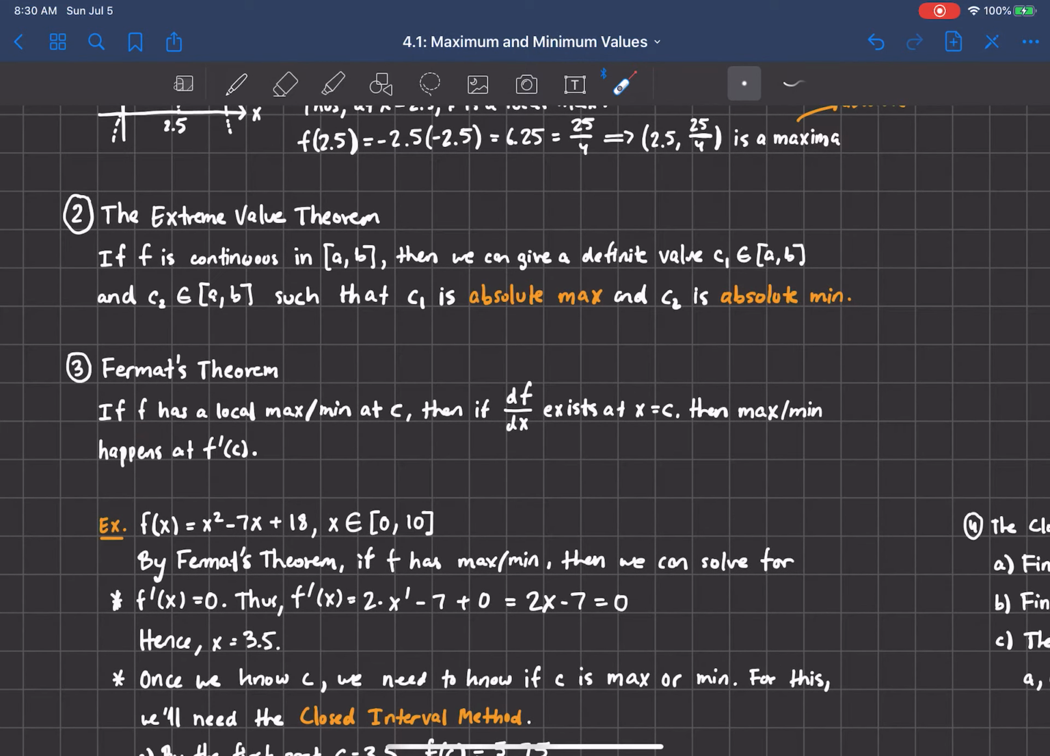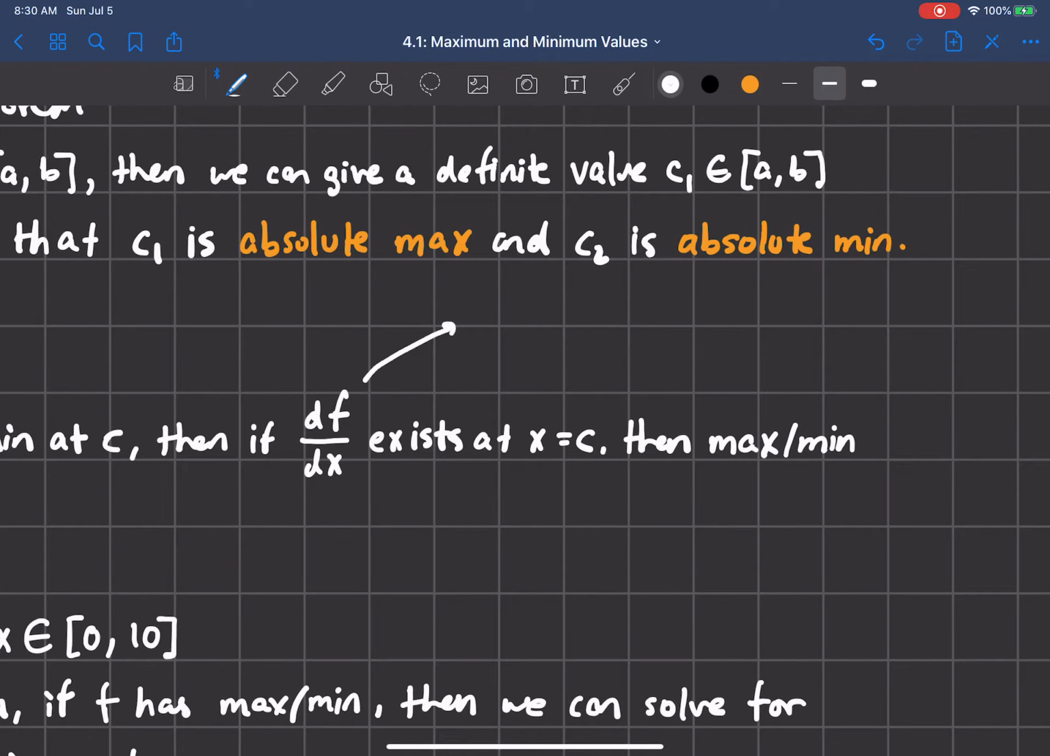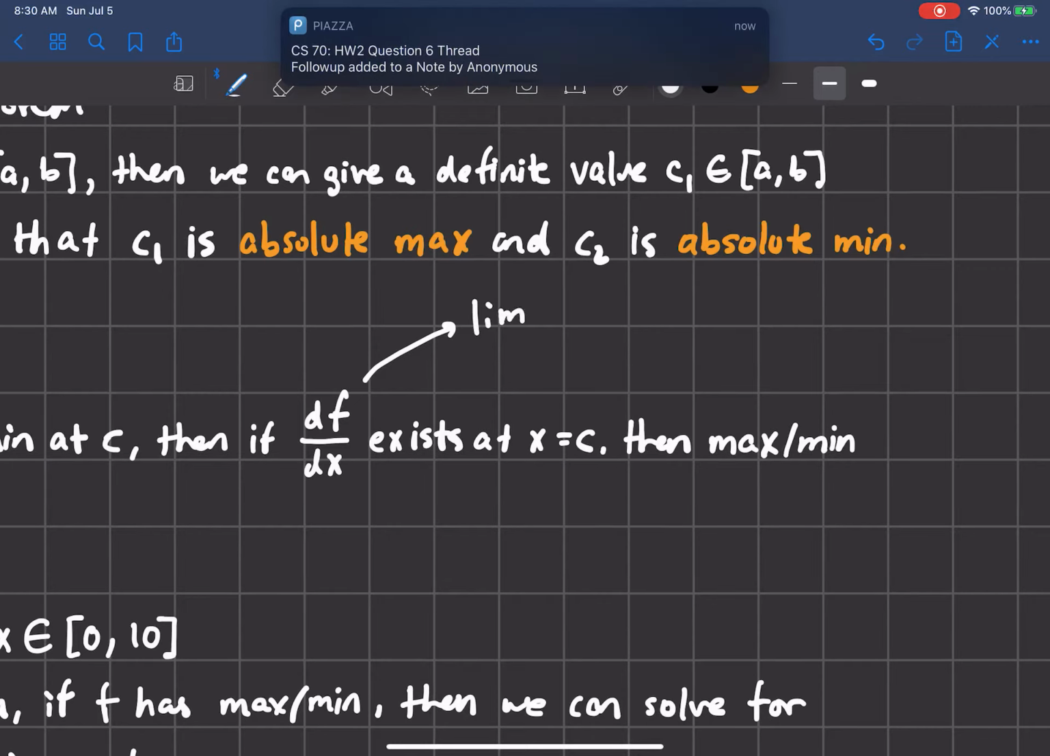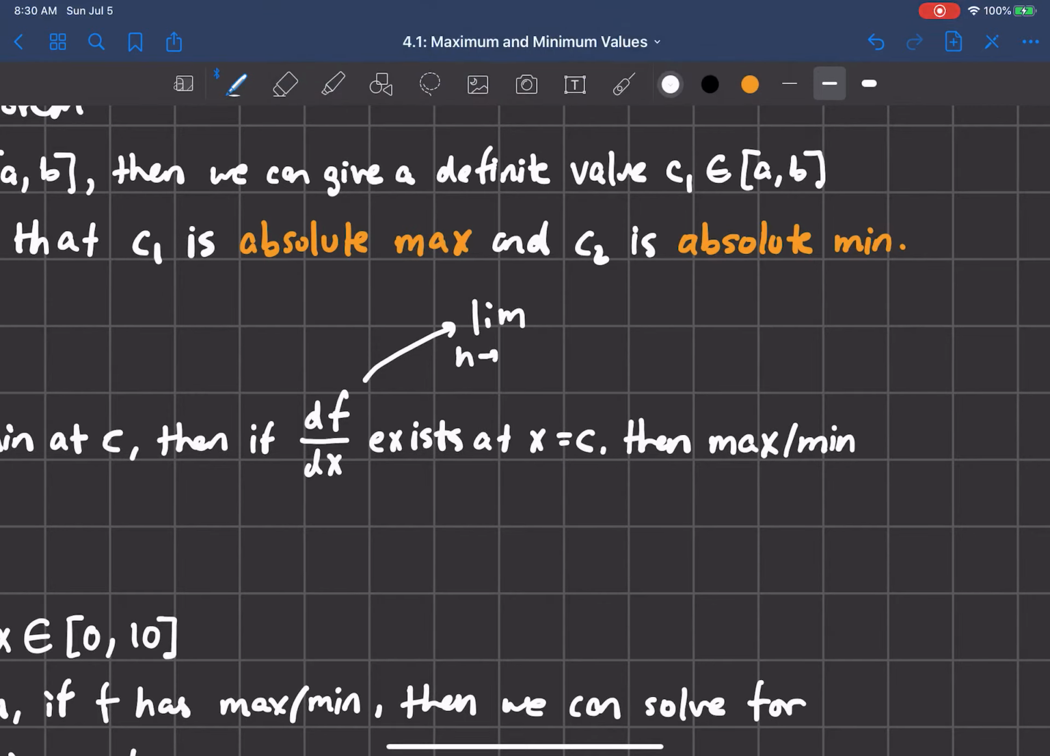If f, another well-defined continuous function, has a local maxima or minima at c, then if the derivative exists. And again, just to recall, the derivative as we've defined it earlier is this weird limit. It's the limit as h approaches 0 of f(x + h) minus f(x), divided by h, which is essentially just the slope, right? It's the slope, but within a very small x value.